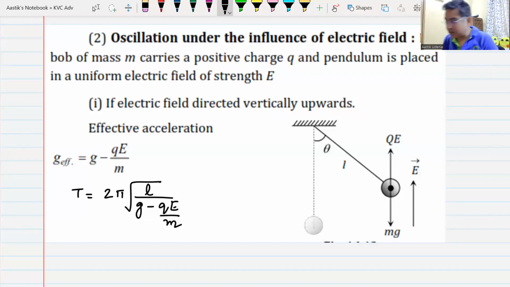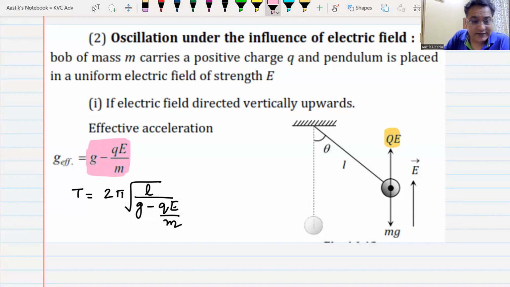Then instead of upthrust, you can place this pendulum, give it a charge Q, and place it in an electric field. If the electric field is moving upwards, the upward force is QE. So your effective value of G, just draw the diagram and write the value of G. The effective value of G becomes G minus QE by M. Do we understand this?